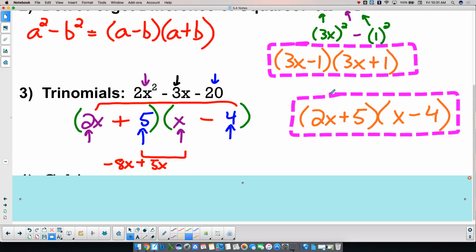The kicker is the check part of guess and check. You have got to check those to make sure that you factored it correctly.